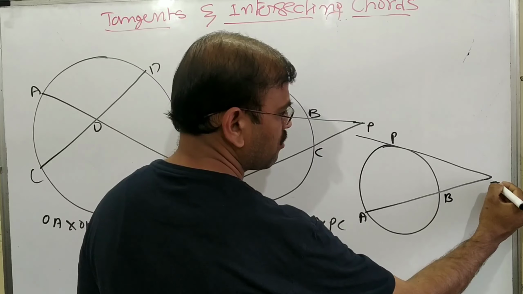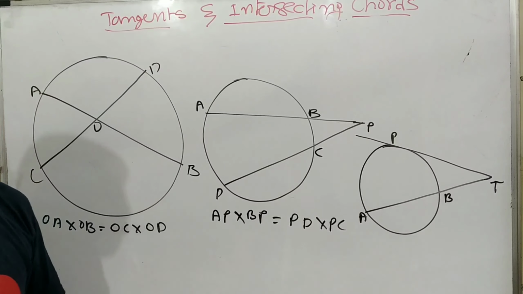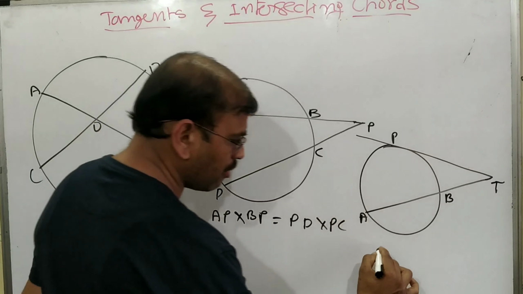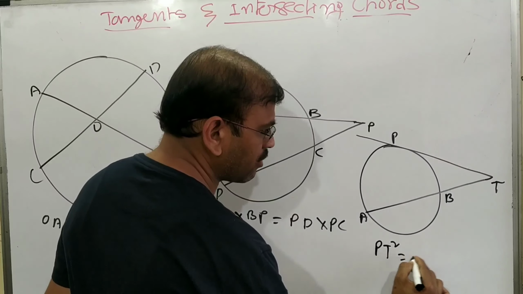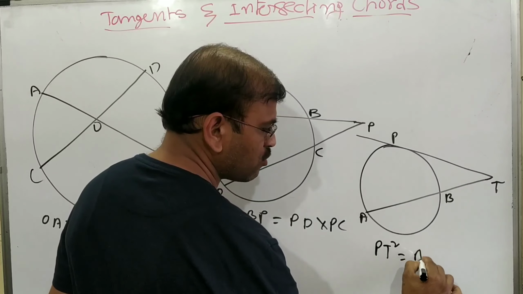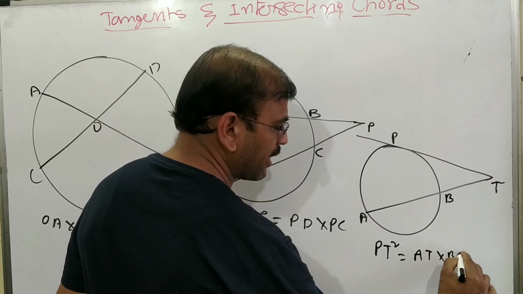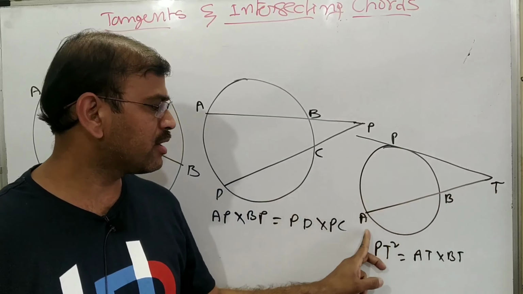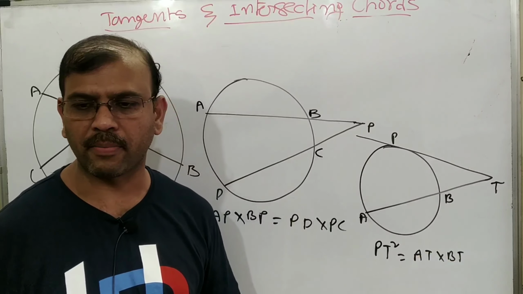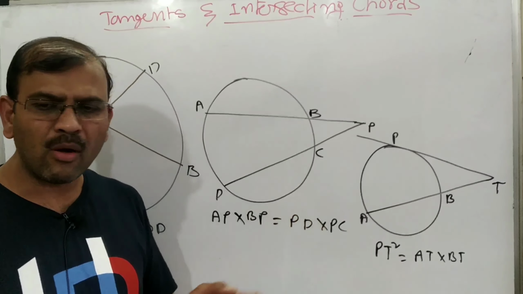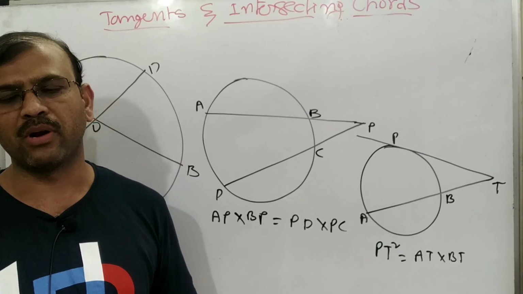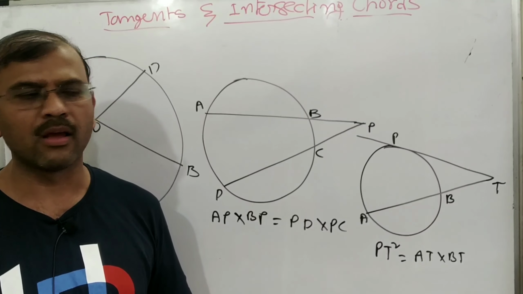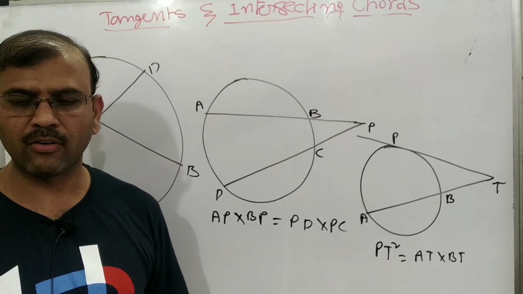One tangent and one secant meet at the exterior point. In this case, you write the tangent squared equal to the secant, AT, multiplied by the exterior part. So the tangent squared equals the secant multiplied by the exterior part. These three properties you need to remember like formulas while you are solving the questions.